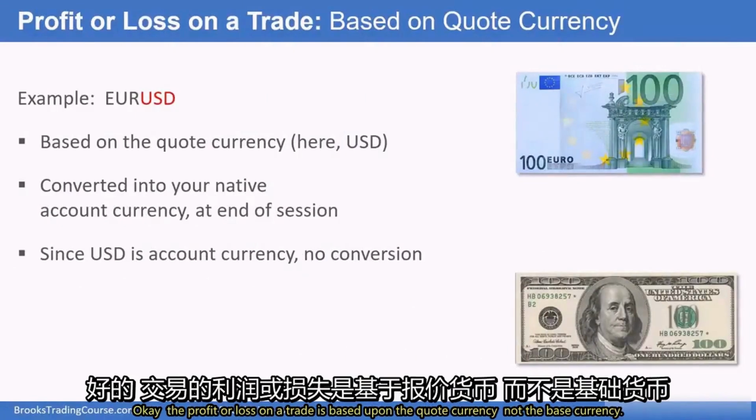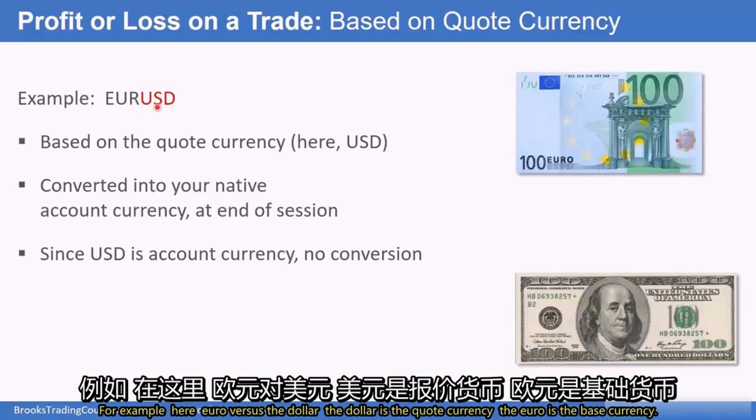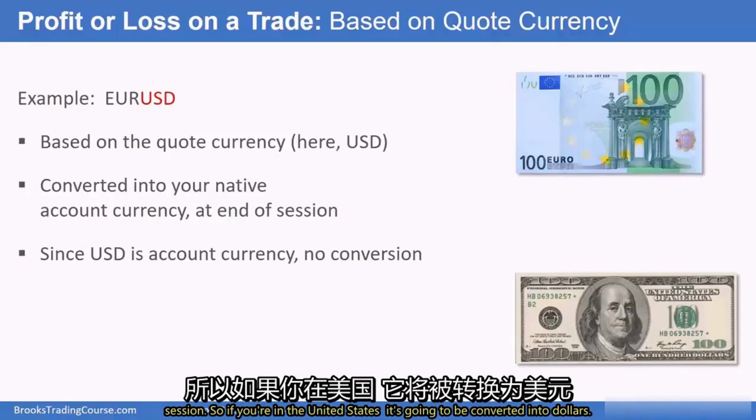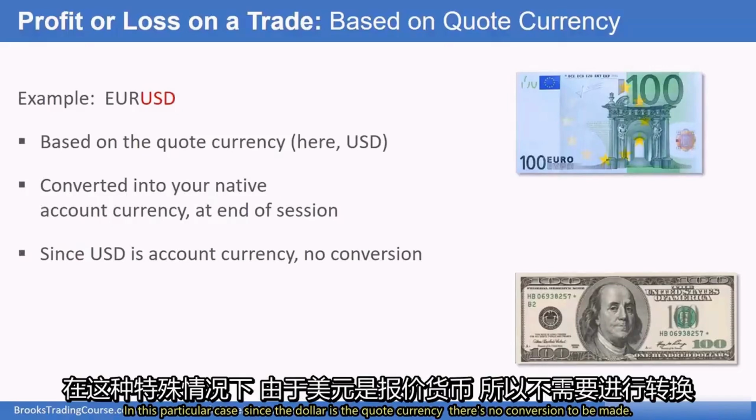Okay, the profit or loss on a trade is based upon the quote currency, not the base currency. For example, here, euro versus the dollar, the dollar is the quote currency, the euro is the base currency. At the end of the day, your trade is converted into your account currency at the end of the session. So if you're in the United States, it's going to be converted into dollars. In this particular case, since the dollar is the quote currency, there's no conversion to be made.